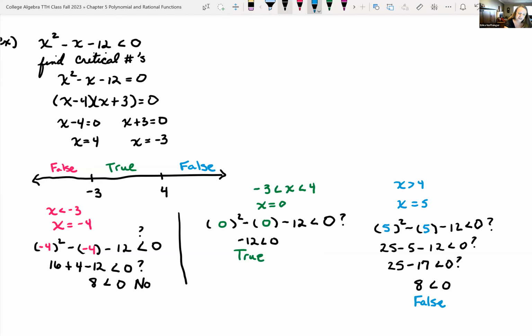And so our solution to this nonlinear inequality is going to be everything that falls between -3 and 4. And since this is strictly less than 0, we're not including those critical values. So our solution set is parentheses -3, comma 4 parentheses, or another way to write that is -3 is strictly less than x is strictly less than 4.